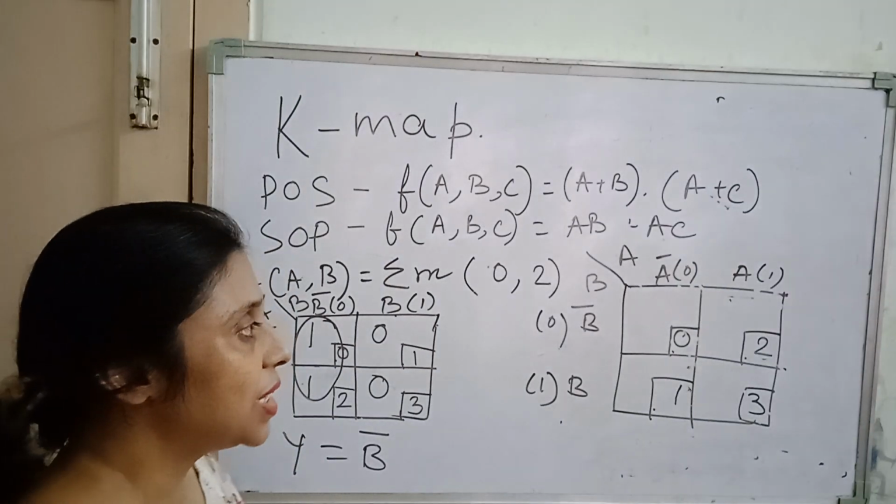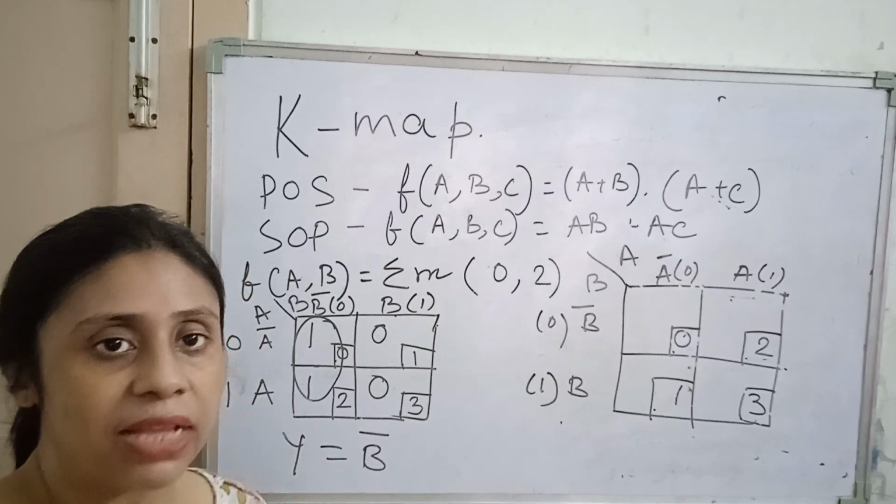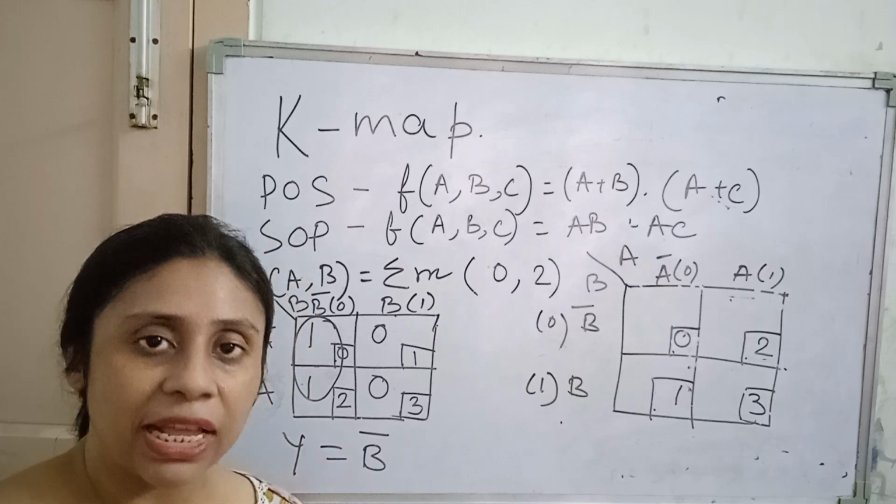Now these are the very basics of Kmaps. For 2 variable only we have studied now. In next class we will study 3 variable and 4 variable Kmap as well.